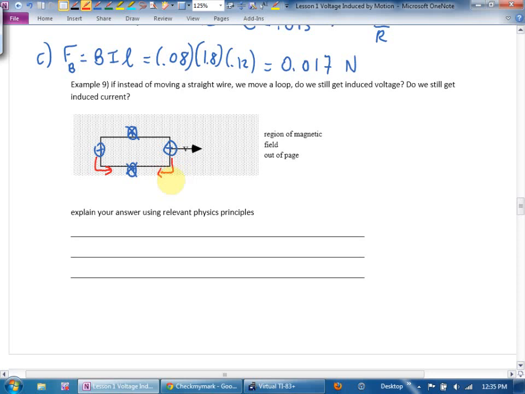Remember in the circuitry unit we did one day where we had batteries facing each other? If this was 6 volts and this was 2 volts, what was my net voltage? 4 volts. Well, if this is 3 volts and this is 3 volts, if they're both identical, what's your net voltage? 0. What's your net current? 0. So they said, okay, that doesn't work very well. A loop in a magnetic field, no good. You get opposing currents.